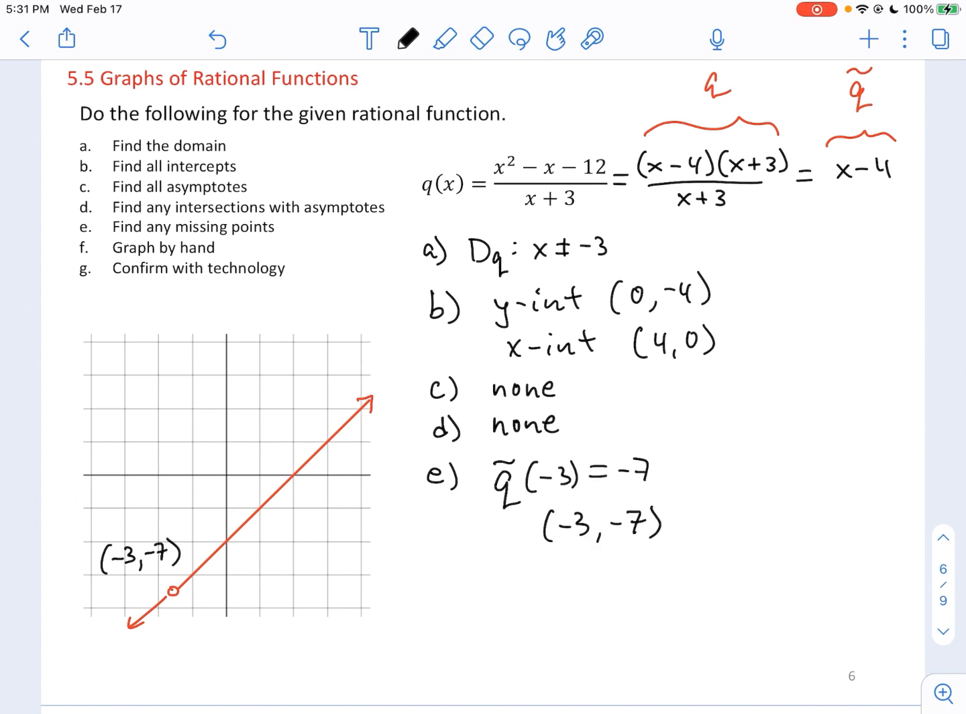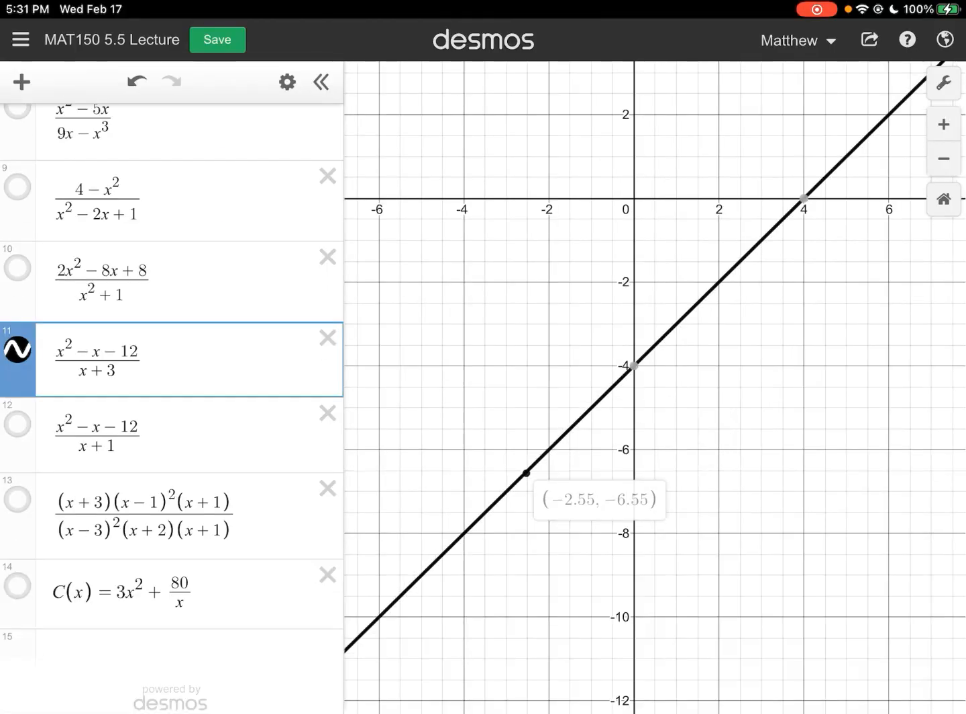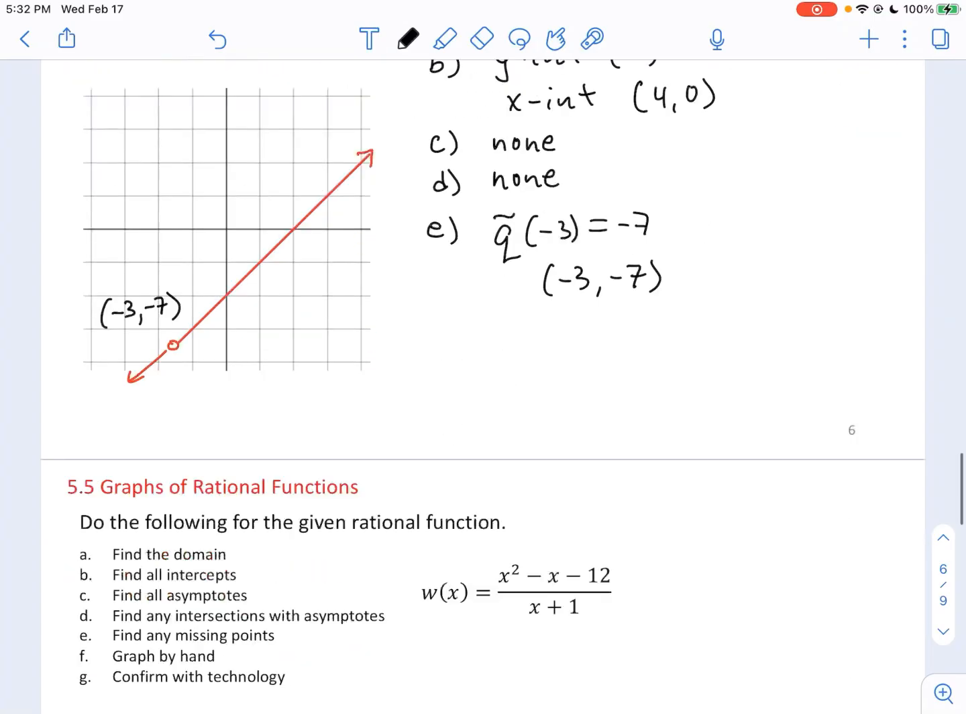We've already graphed it by hand. Now we just have to confirm with technology. You will notice that by the time we try to get to -3, comma undefined, there's a missing point. Let's go to the next one.